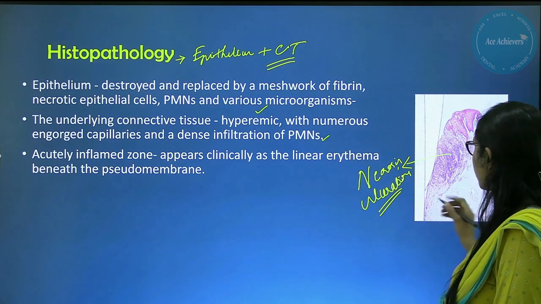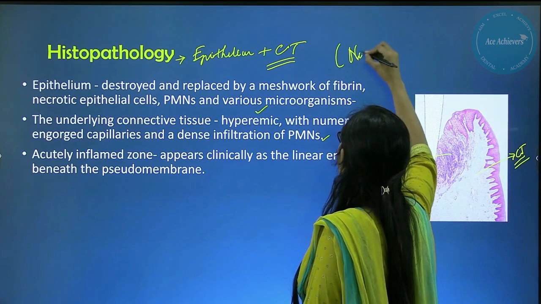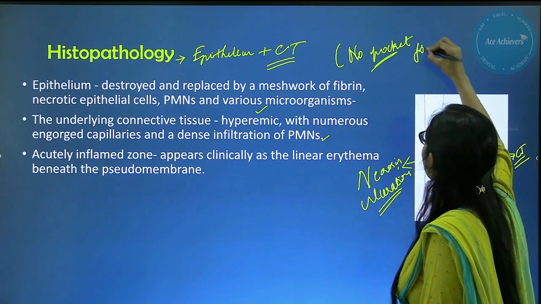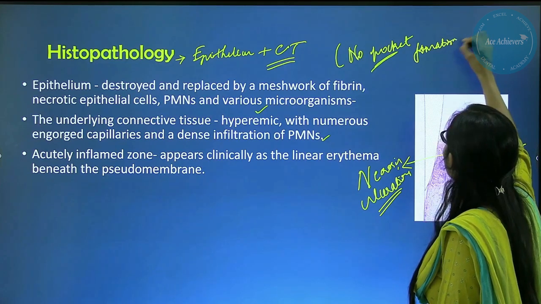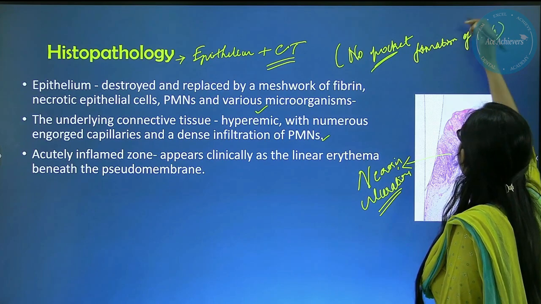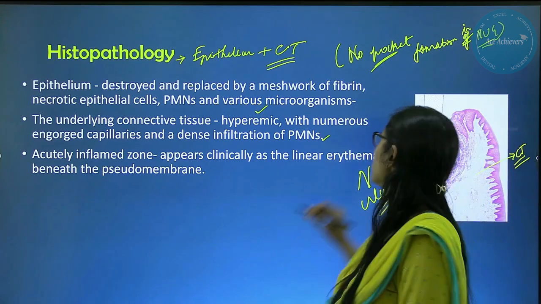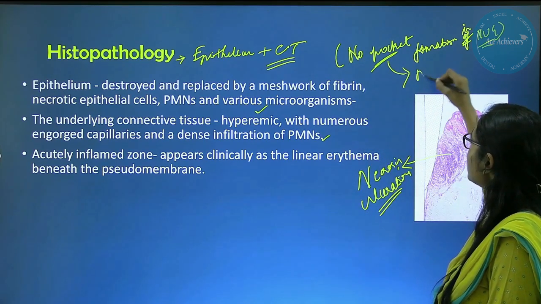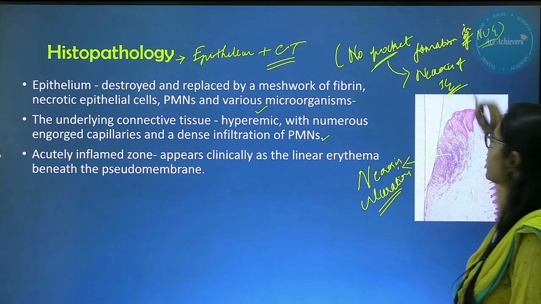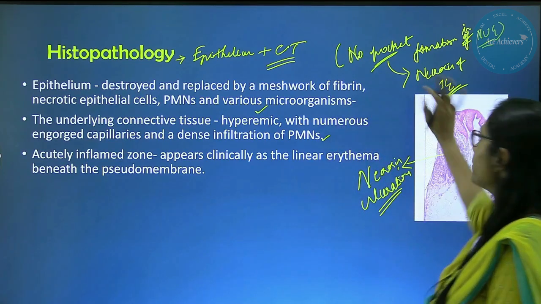So from this concept, remember I have told that there is going to be no pocket formation in ANUG, unless it is involving the underlying connective tissue structures. The reason behind this is the necrosis of the junctional epithelium, because a viable junctional epithelium is required for the formation of the pocket. So this is the reason there is going to be no pocket formation.